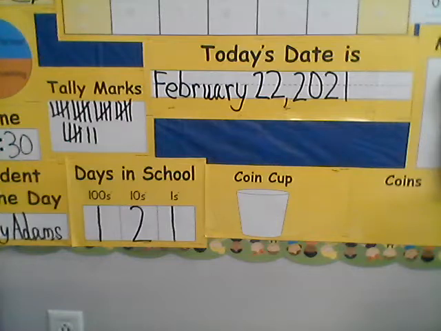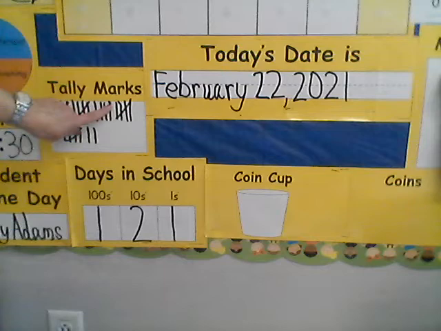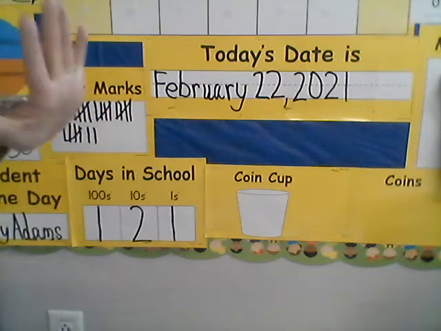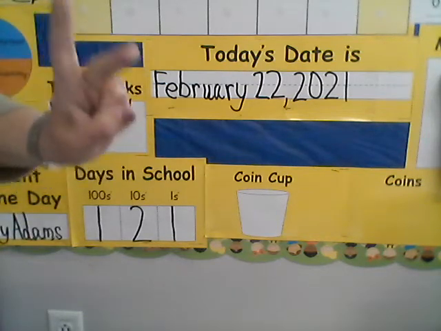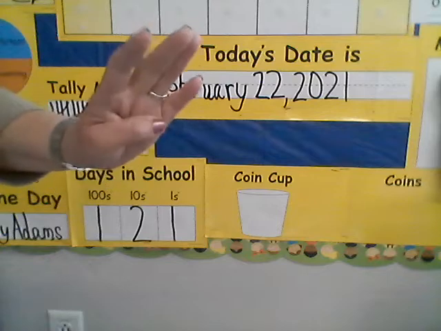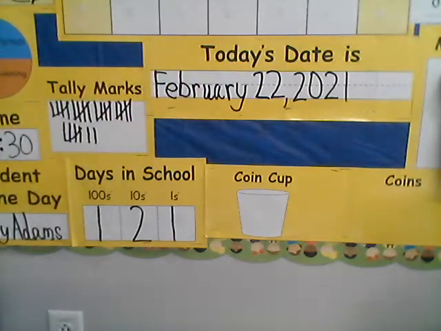So now, remember, when you see these bundles, we count by fives. 1, 2, 3, 4. Tally up. 5. So let's go ahead and count and see what we have. 5, 10, 15, 20, 25, 26, 27. Very, very good, friends. All right.